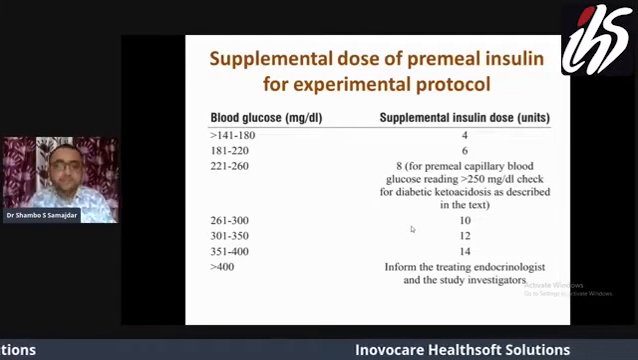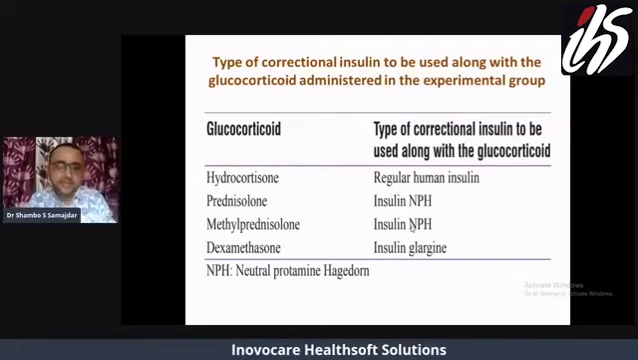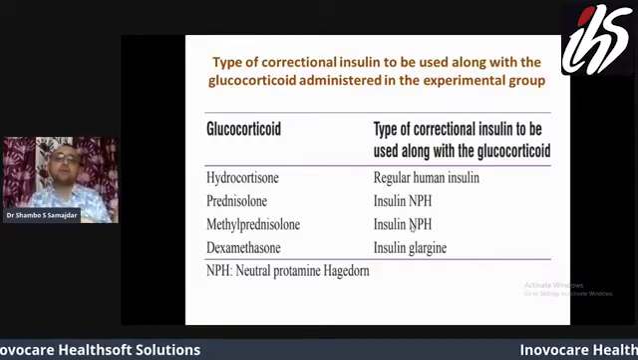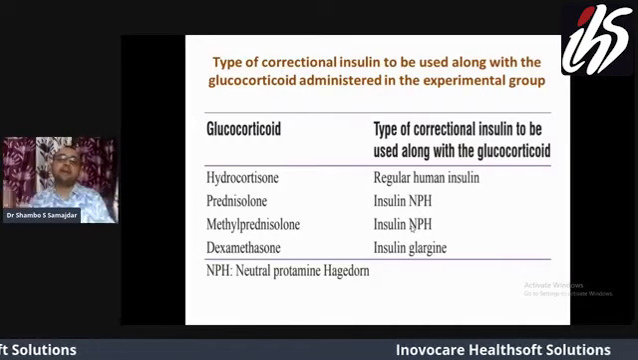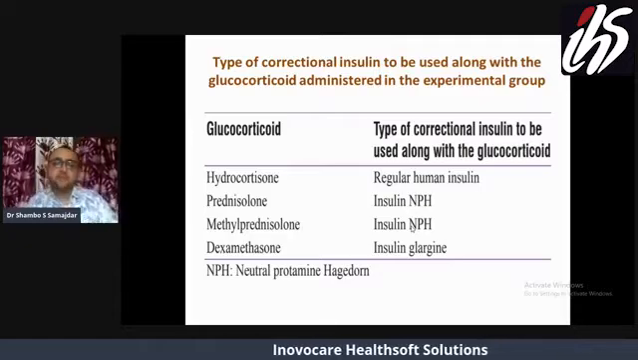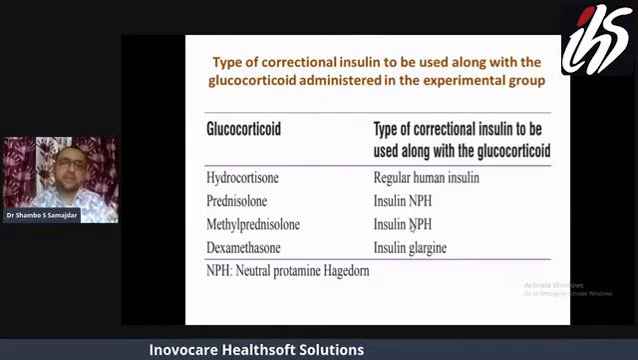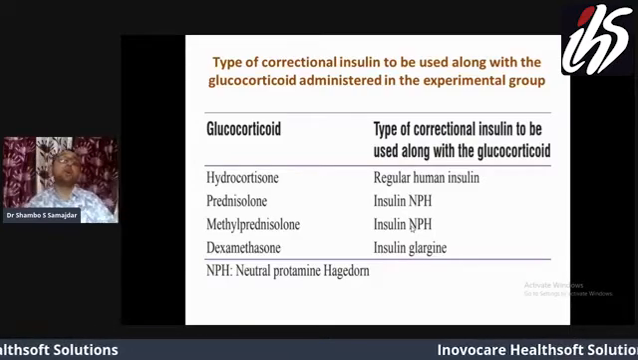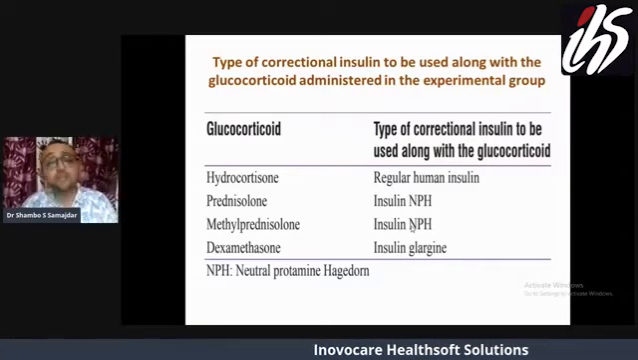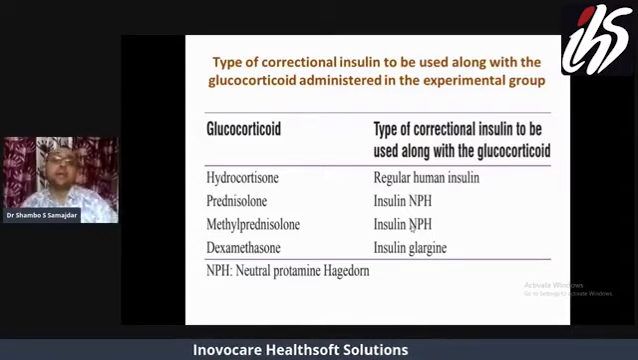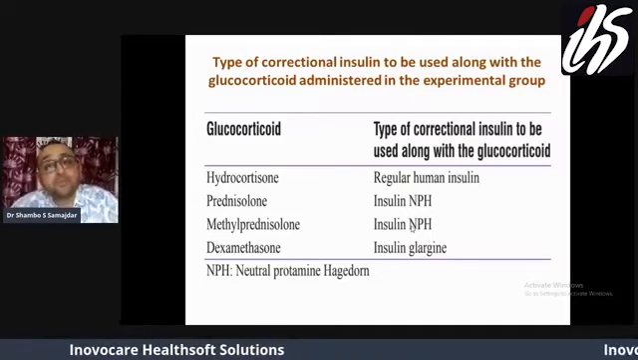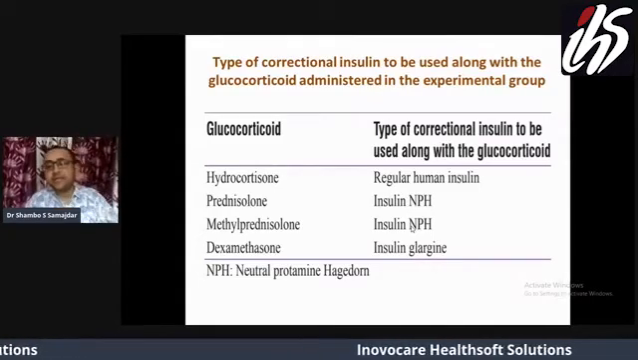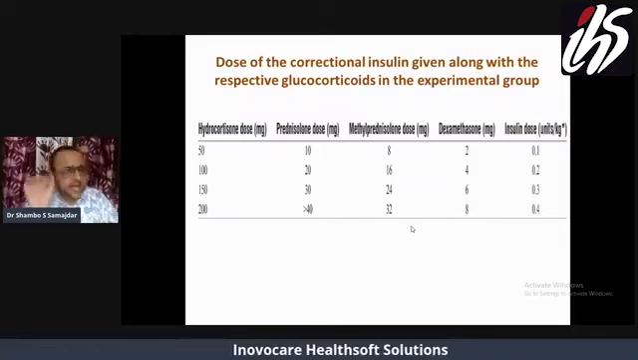So it is generally used when the patient is on hydrocortisone. The pharmacokinetic and pharmacodynamic parameters are matched with regular human insulin. If it is prednisolone, then insulin NPH, and for methylprednisolone also insulin NPH can match. And if we are using longer acting steroids like dexamethasone, insulin glargine and insulin degludec have a matching pharmacokinetic and pharmacodynamic profile with dexamethasone-induced hyperglycemia.